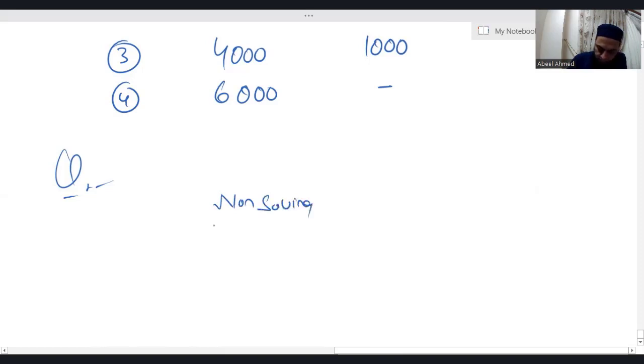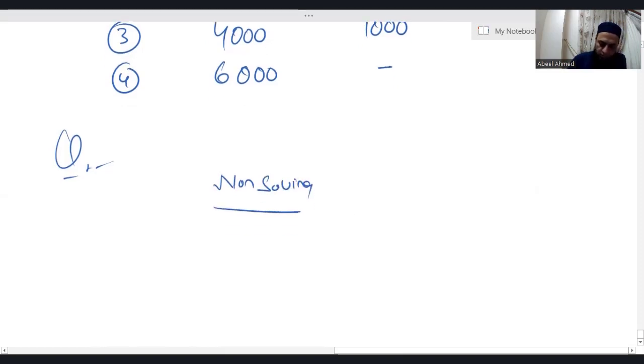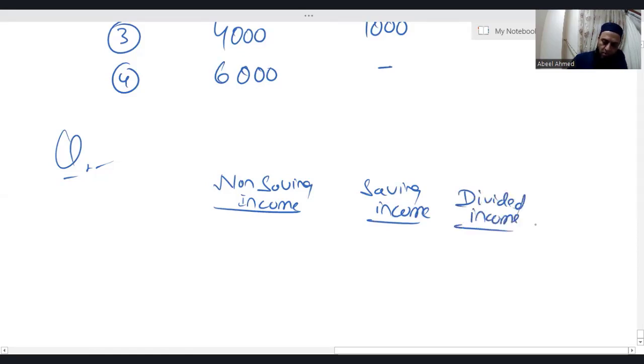Non-saving income. Just to save time, I really want to show you the calculation. Non-saving income. The second column is obviously saving income. The third one is dividend. Let's make the column of total as well.